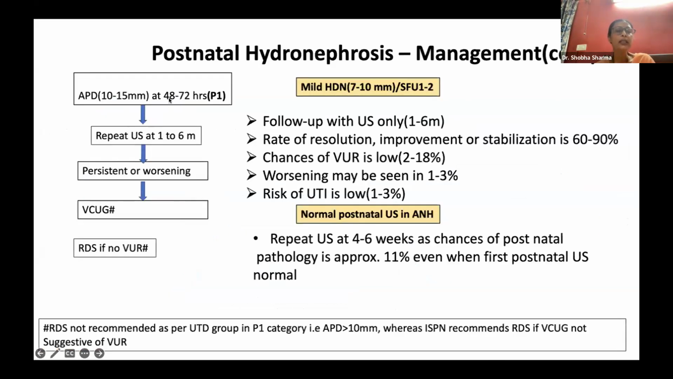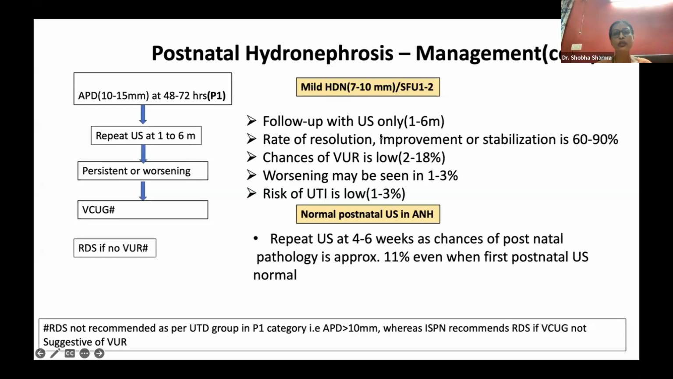So if the finding is in P1, that is, in ISPN it will be moderate, that is SFU grade 3, whereas in UTD classification it will come as P1. Again, it's the same, 1 to 6 months we do ultrasound, and if it is worsening, then we do VCUG or RDS. It is almost similar to what we do in ISPN, but in case of UTD, they have left it to the discretion of the physician. Whereas in UTD P1, RDS is not recommended at all by the UTD group.